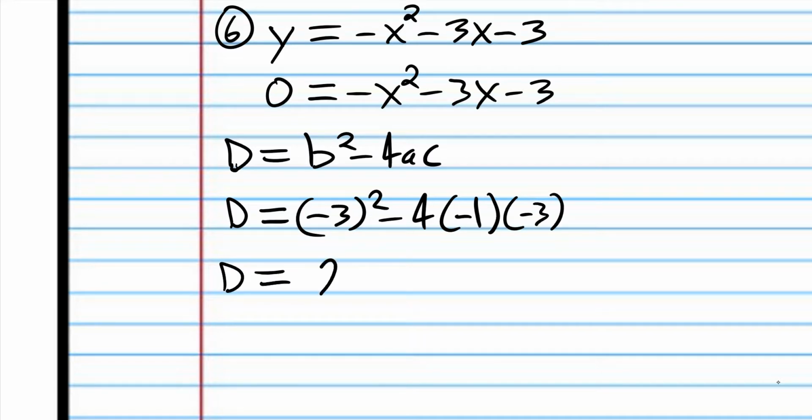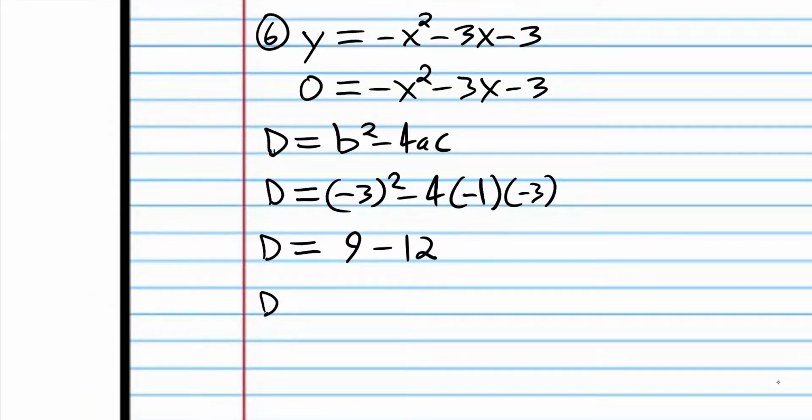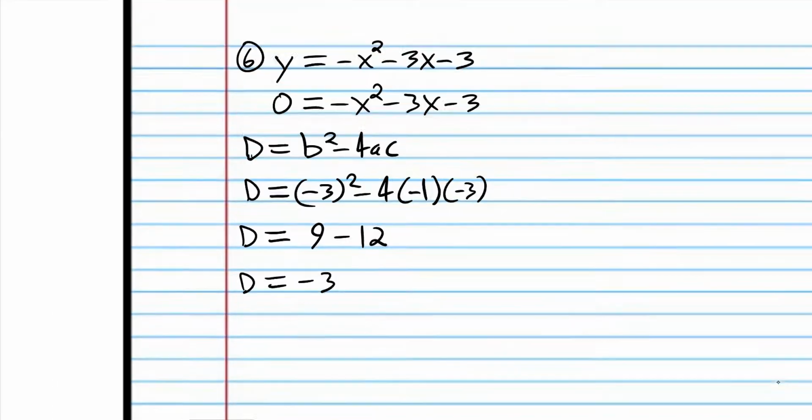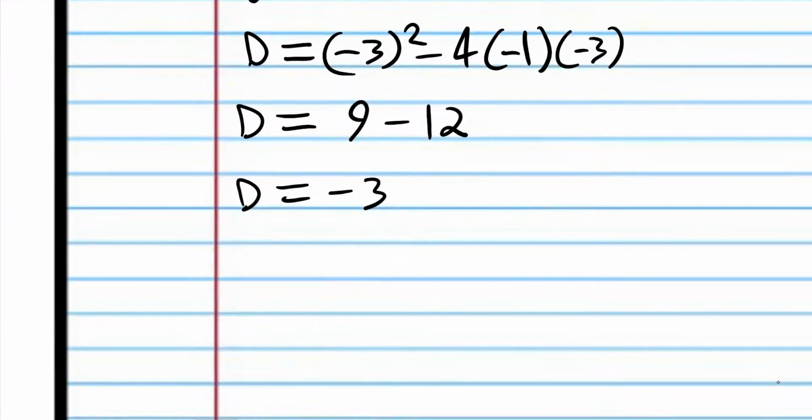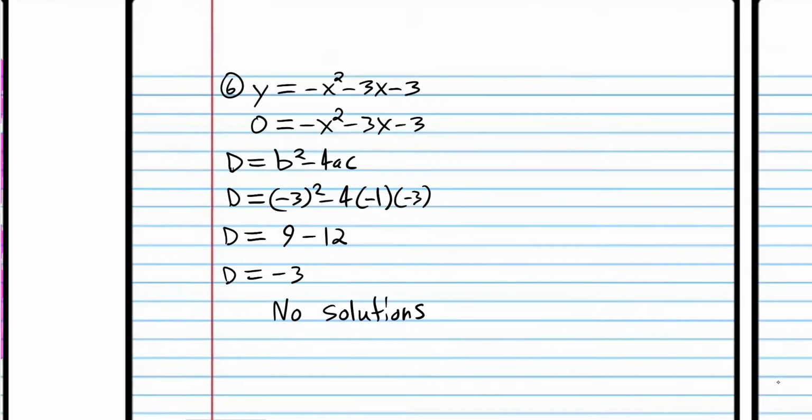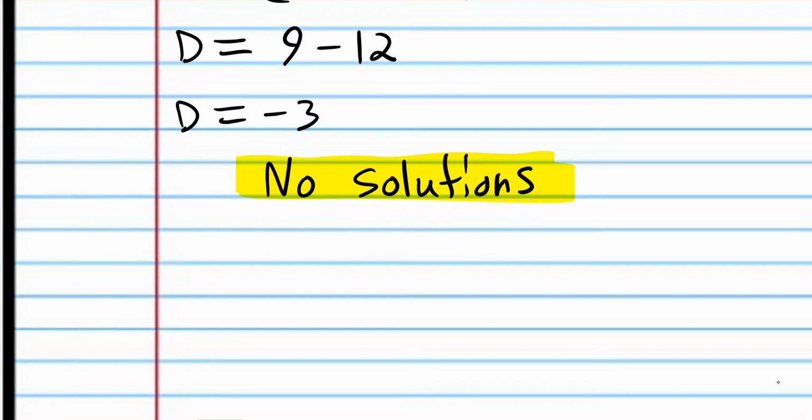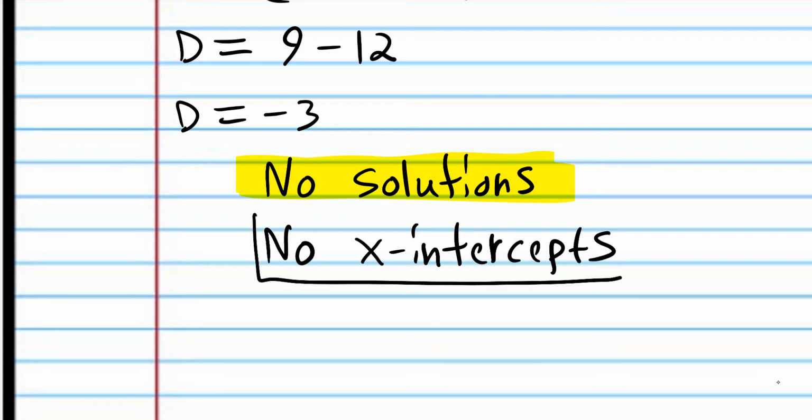And if we simplify, we get 9 minus 12, which is -3. So the discriminant is negative, and that means that there is no solution to this equation here. This equation has no solutions. There's no x values that you can plug in to make y 0. So that means that there's no x-intercepts. And that is the final answer.